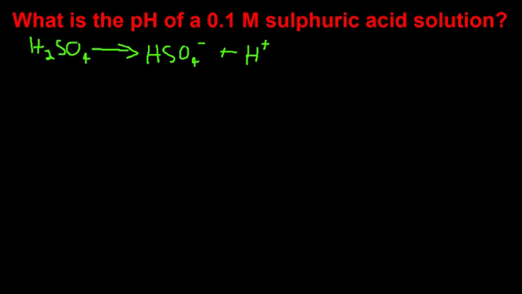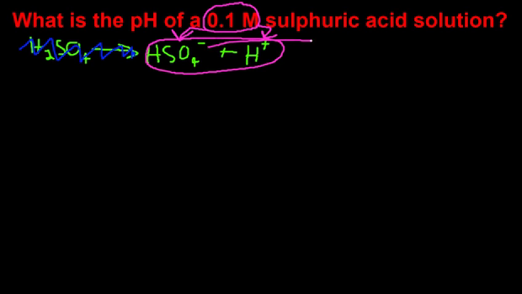So basically now we can forget about this part and we can think of basically new conditions where we have 0.1 molar HSO4 minus and 0.1 molar H plus. So now we have to find the pH of a solution that contains this. And of course it's fun because this is a weak acid.